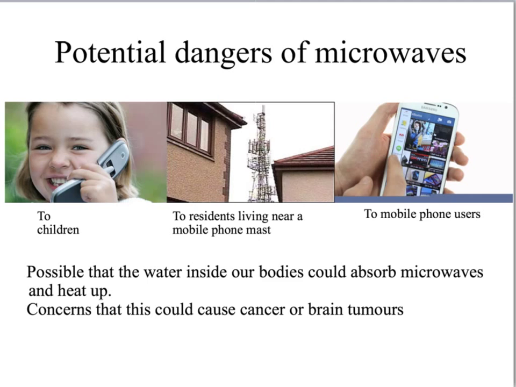You may have heard that there are some concerns about potential dangers of microwaves and their use in mobile phones and mobile phone masts. It's thought that if the water inside our bodies absorbs the microwaves, it could heat up, just like the way that water heats up inside a microwave oven when microwaves are used for cooking. And then following on from that, if this does occur, then it's possible that that could cause cancer and tumours.